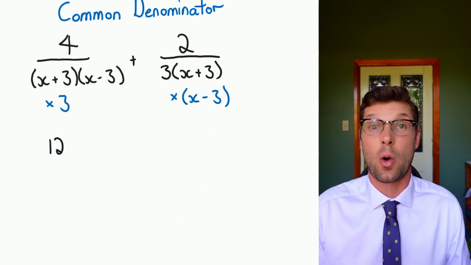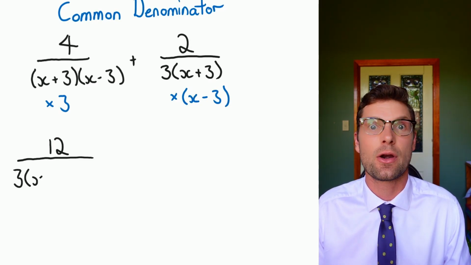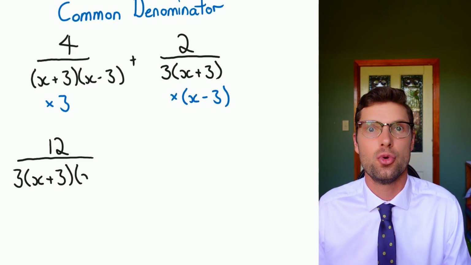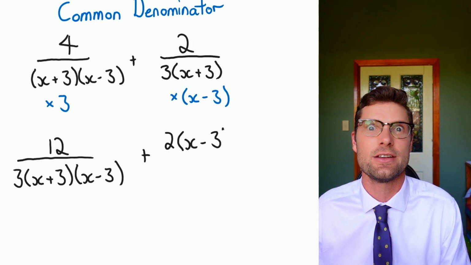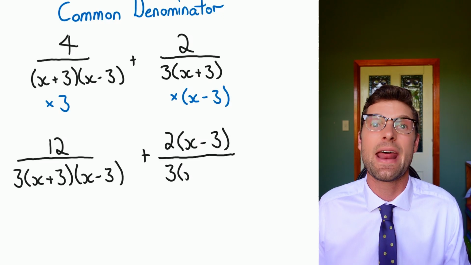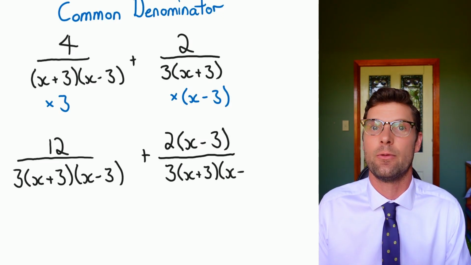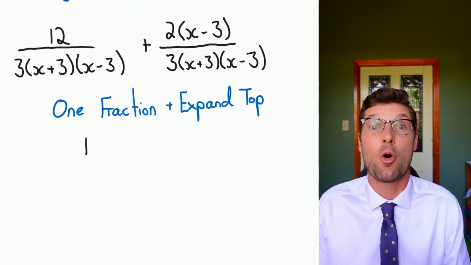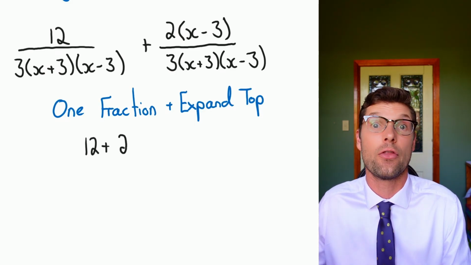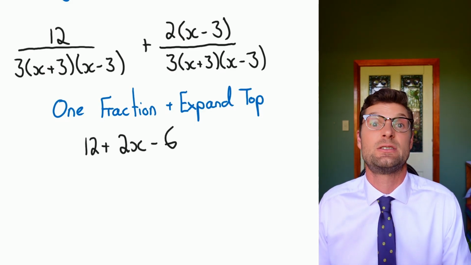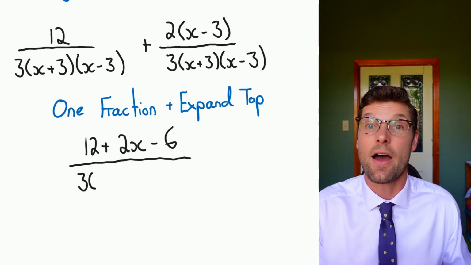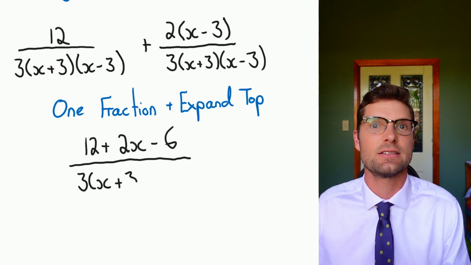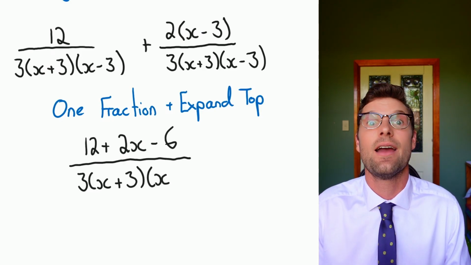So this is equal to 12 over 3(x plus 3)(x minus 3), plus 2(x minus 3) over 3(x plus 3)(x minus 3). So now I've got a common denominator. I can put this over the same fraction. In this same step, I'm also going to expand that bracket on the top second fraction, which becomes 2x minus 6. So as I put these two fractions together, I've got 12 plus 2x minus 6 over 3(x plus 3)(x minus 3).